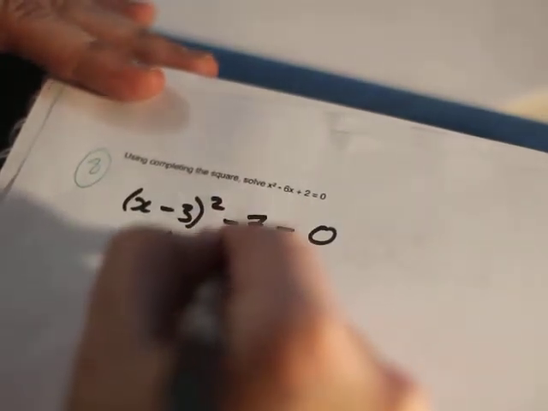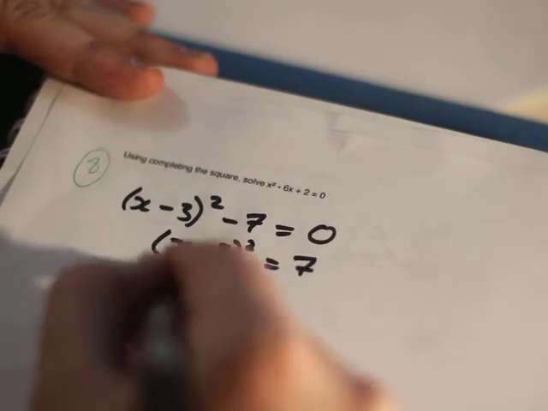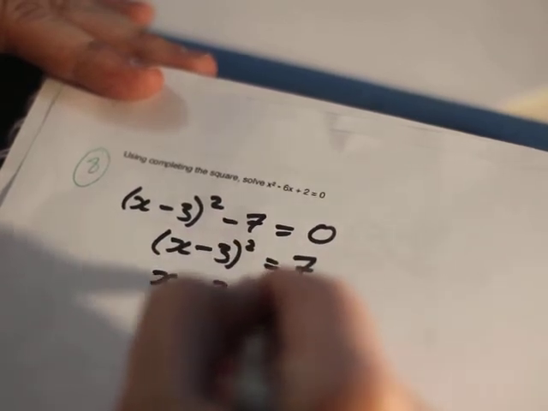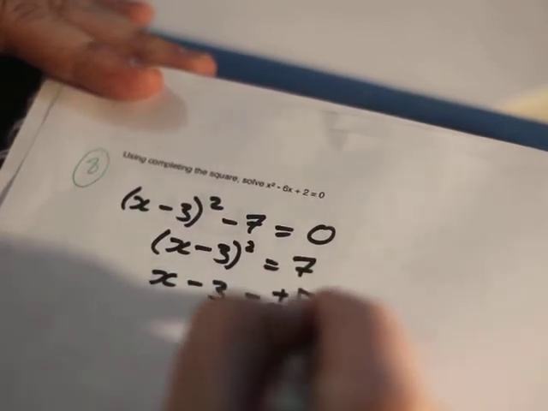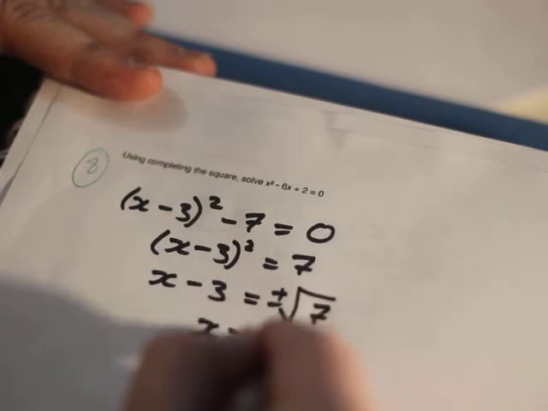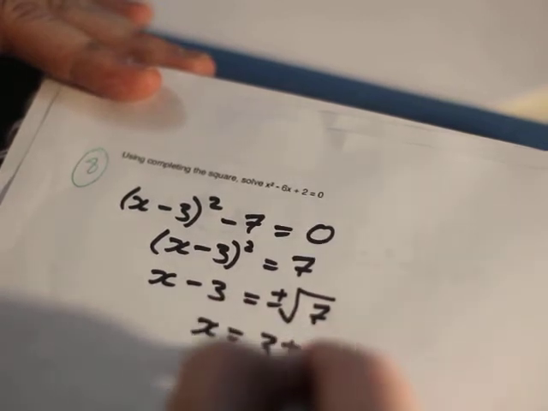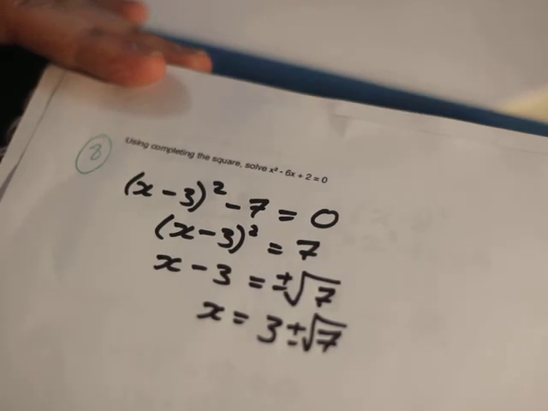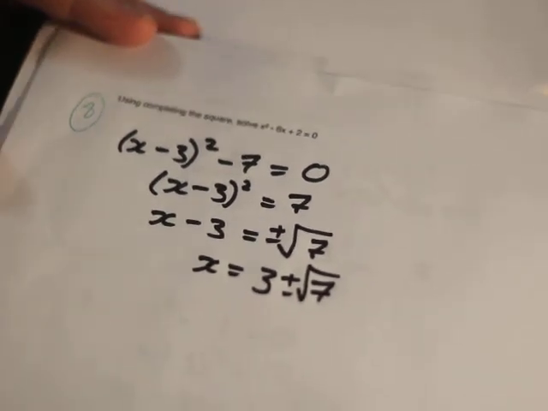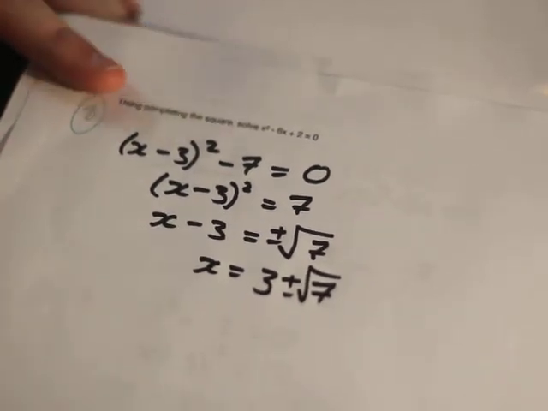Add 7 to both sides. Square root. Add 3. And again, your two answers there, 3 plus root 7 and 3 minus root 7, which you put in the box below.